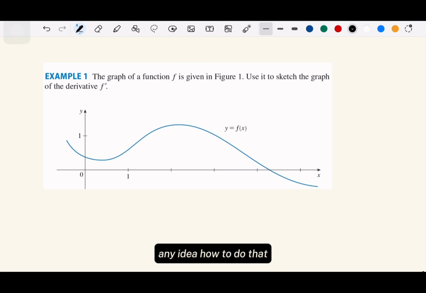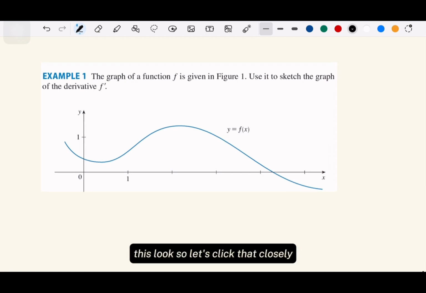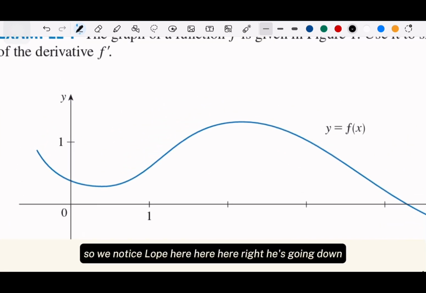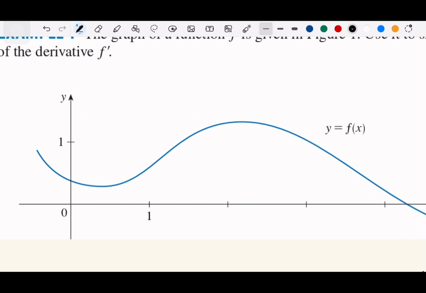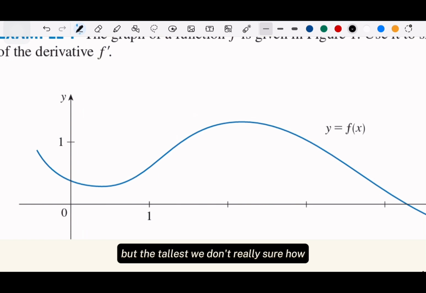Any idea how to do that? I showed you that the first derivative is actually the slope, right? The slope. So let's take a closer look. So we know the slope here, right? It's going down. But the problem is we don't really know how negative the slope is or how positive the slope is. But which slope do we know for sure?